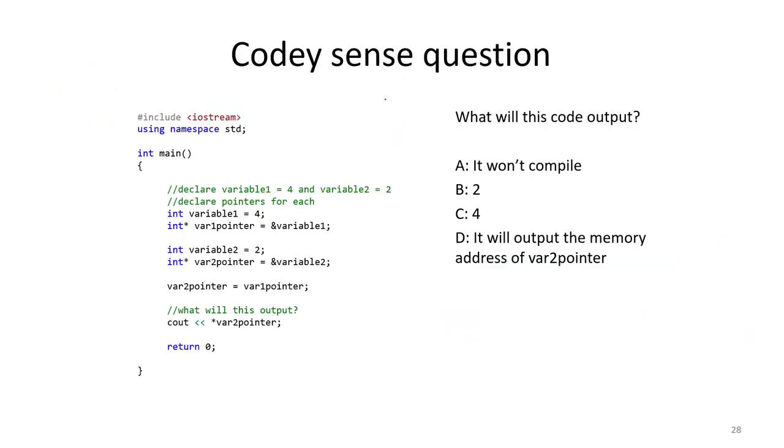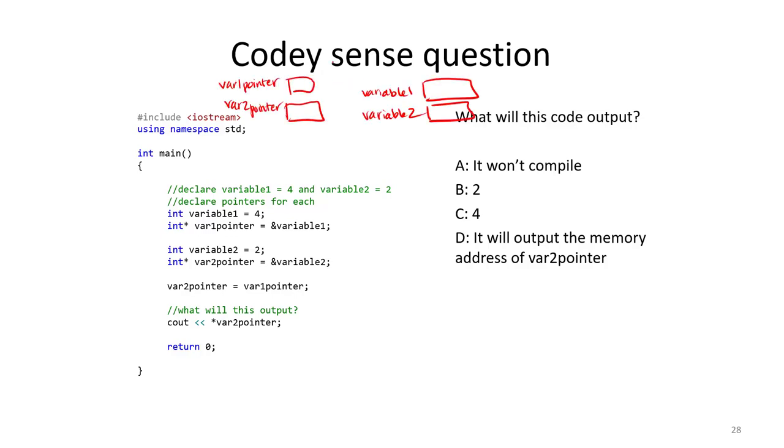Let's try another practice question. Suppose I have this code shown here, where I'm declaring two variables, and then I have two pointers. I set one pointer equal to the other, and then I have an output. Take a moment and see if you can figure out what this code will output. Meanwhile, I'm going to draw some pictures.